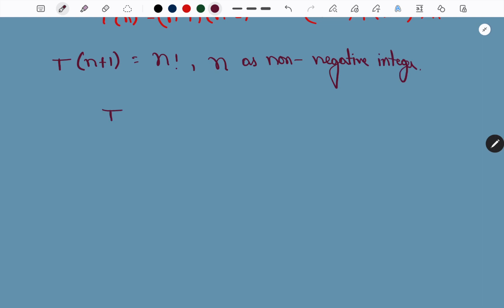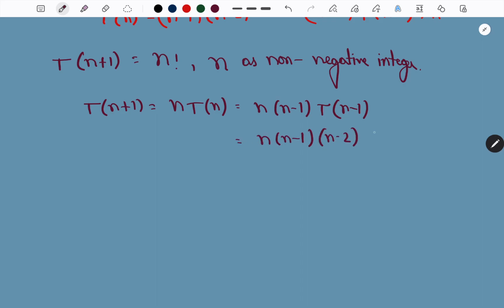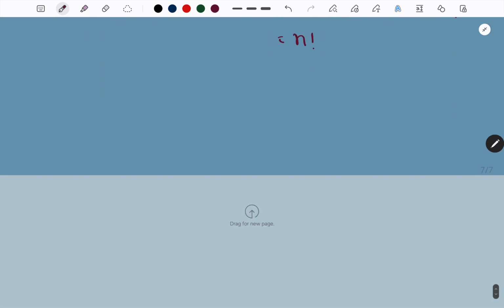So here, why is it so? We can write tau of n plus 1 as n into tau of n. We have proved earlier it can also be written as n into n minus 1 into tau of n minus 1. Again it can be written as n into n minus 1 into n minus 2 into tau of n minus 2, and this property goes on till this becomes 3, 2, 1. Therefore, tau of n plus 1 can be written as n factorial. Let's see some questions.